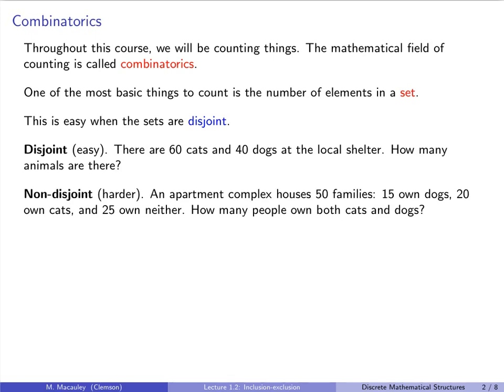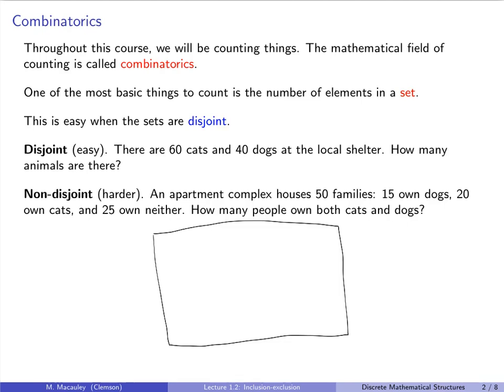For example, consider the following word problem. An apartment complex houses 50 families. 15 of them own dogs, 20 own cats, and 25 own neither. How many people own both cats and dogs? So this is something that, even if you've never learned how to do this, we can probably figure out just because there's not too many possibilities.